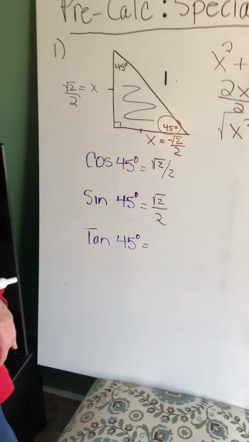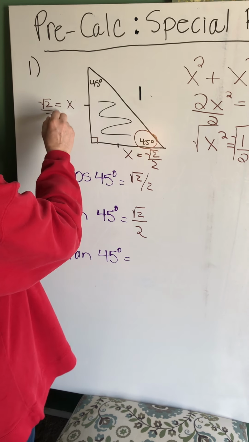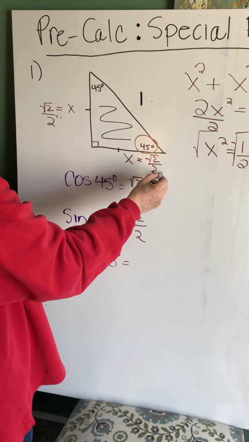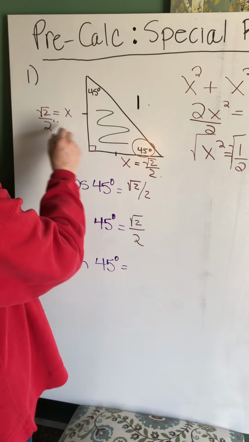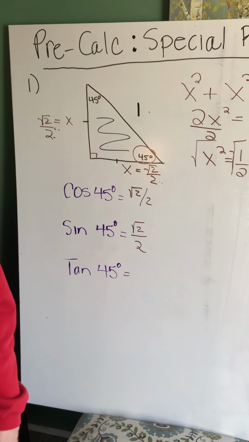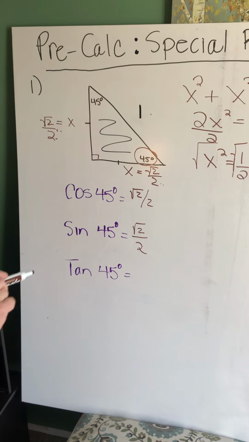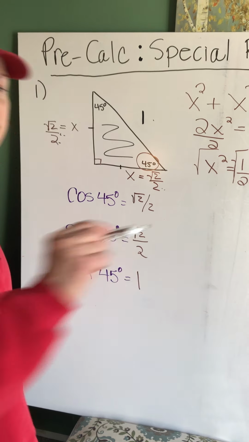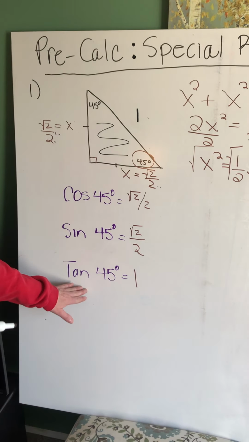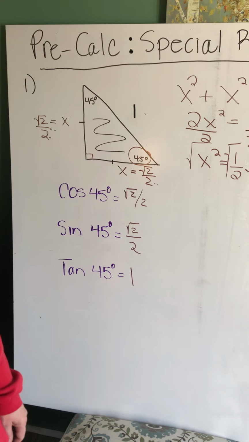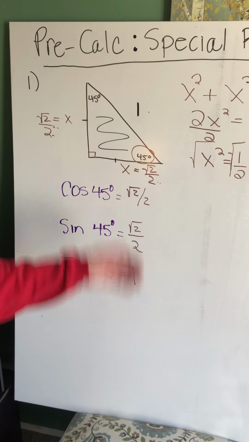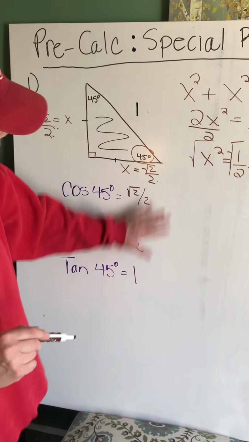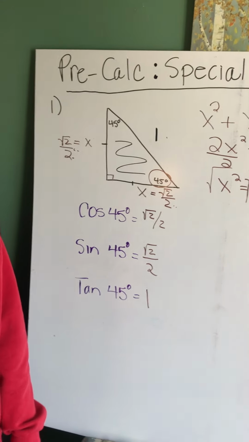Tangent of 45 degrees is the opposite side divided by the adjacent side, and notice both the sides are the same. The square root of 2 over 2 divided by the square root of 2 over 2 must be 1. Again, if in the calculator you type in tangent of 45 degrees, it's going to give you a 1. This is where it comes from. You will see these values on the unit circle.